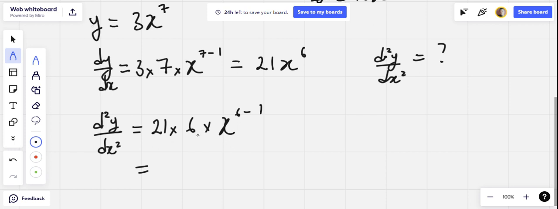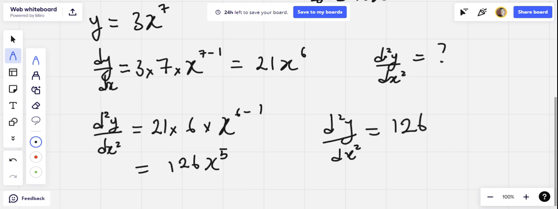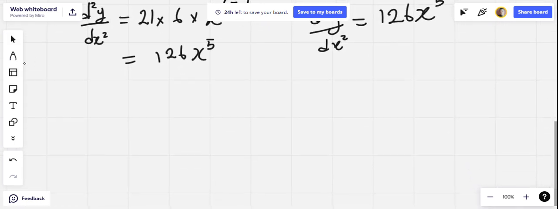6 times 21 is 126. X raised to the power of 6 minus 1 is 5. So the d square y over dx square equals what? 126x raised to the power of 5. It's as simple as that. So let's take another example to further comprehend what we're doing.